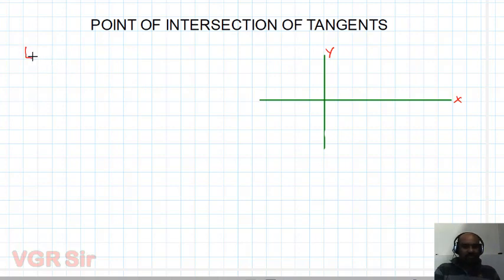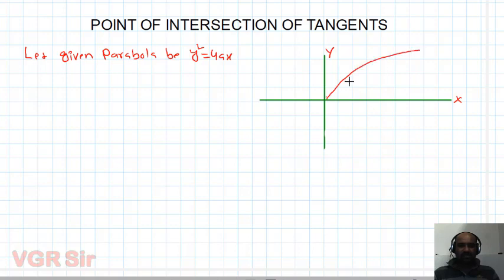Let the given parabola be y square equal to 4x. Just I want to write the diagram. Now observe here, this is the parabola.